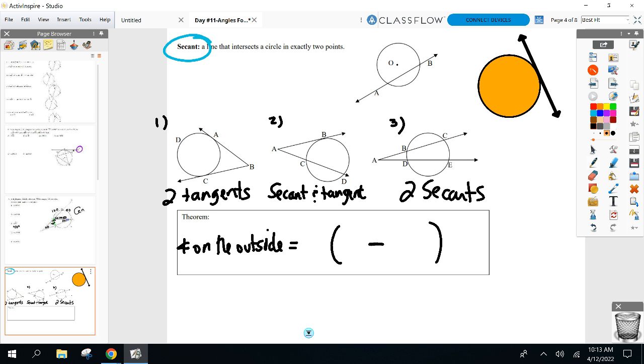This is kind of tough for me to write, but I'm going to just put major arc minus minor arc. You always do the bigger one first, smaller one second. And notice I left some space between the equals and the parenthesis. What do you think I'm going to put there? What did we do yesterday? You take half of that.